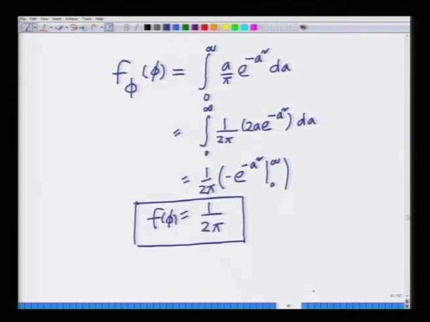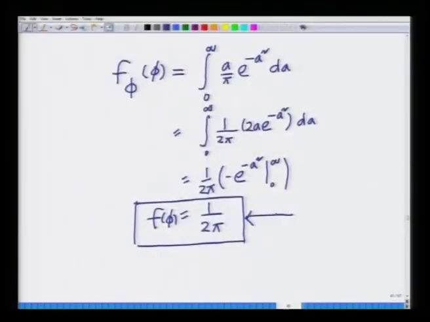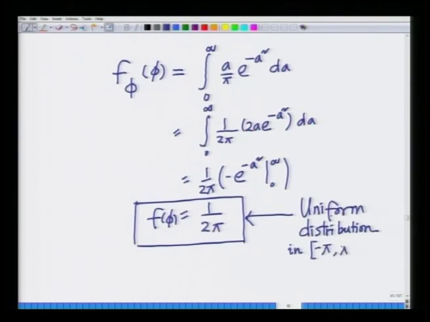As you can see, this does not depend on phi. 1 over 2 pi is a constant which does not depend on phi. Hence, this is essentially uniformly distributed in the interval minus pi to pi. This corresponds to a uniform distribution in the interval minus pi to pi, that is, with equal probability it can take any value in the interval minus pi to pi.